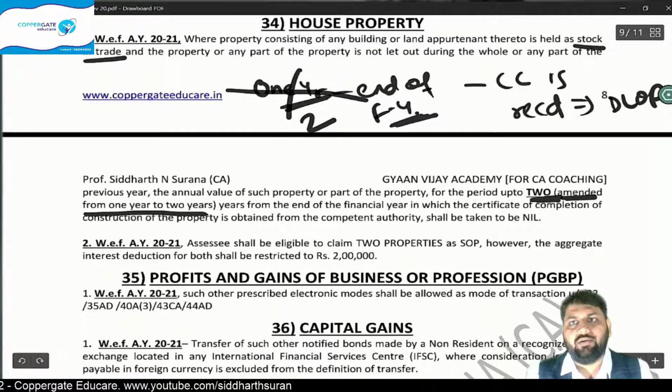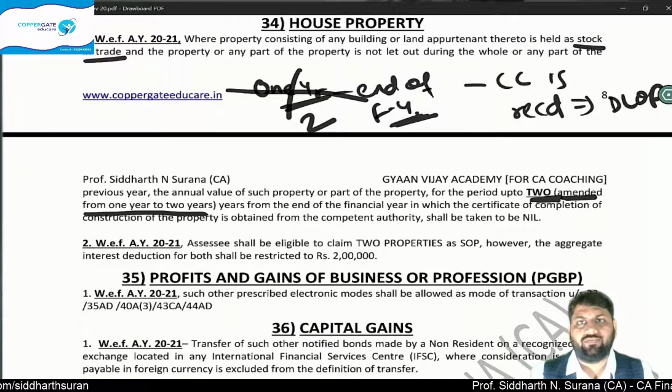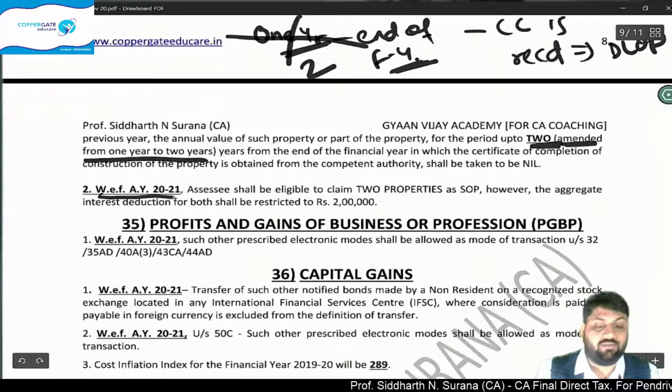Currently the time limit available to sell your stock in trade is 1 year from the end of the year in which CC is received, but now we are changing it to 2 years from the end of the year in which CC is received. That's the first change. And second change again brought by the interim budget.